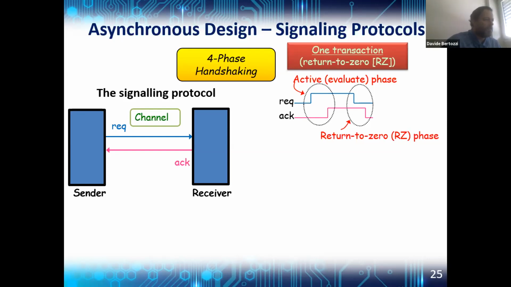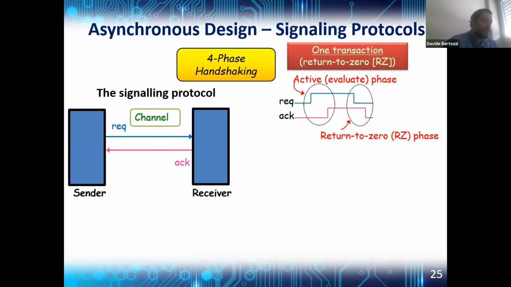Any two asynchronous components, such as a sender and a receiver here, communicate via clockless handshaking, and this involves defining a handshaking protocol. There are two common handshaking protocols. The first one is four-phase handshaking, as you can see here. In four-phase handshaking, one transaction implies that the request goes to 1, the backward propagating acknowledgement goes to 1, and then the request goes to 0 again, and the acknowledgement goes to 0 again. So you need two round-trip communications per transaction.